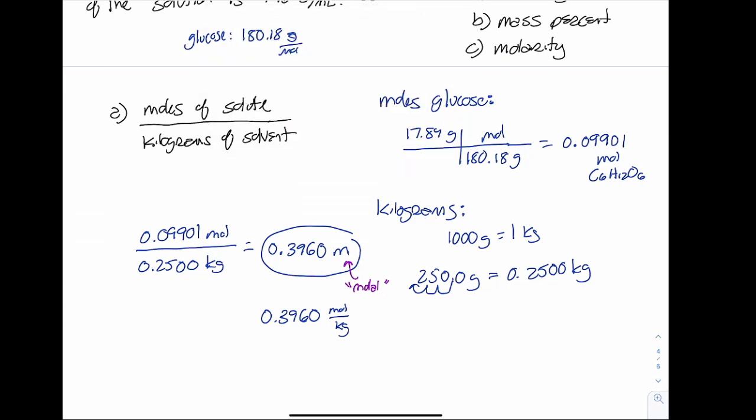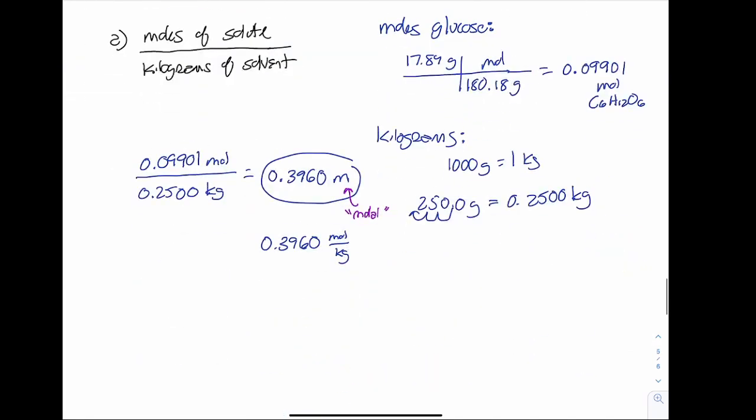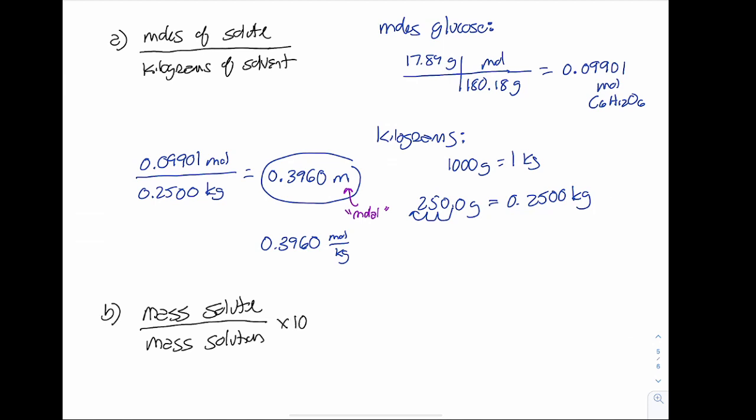Part B is going to be mass percent. So mass percent is going to be mass of my solute, which is going to be my glucose again. And then remember, it's over the mass of the solution. And then because I want percent, I'm going to multiply it by 100.